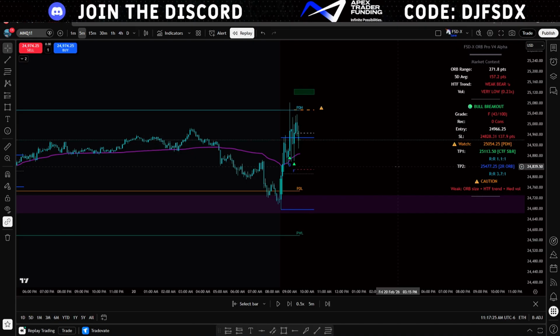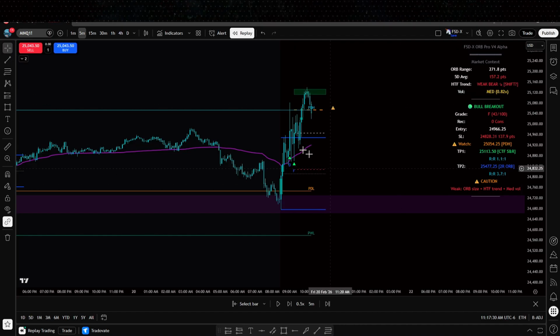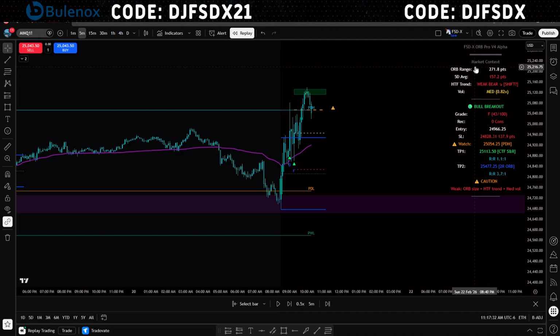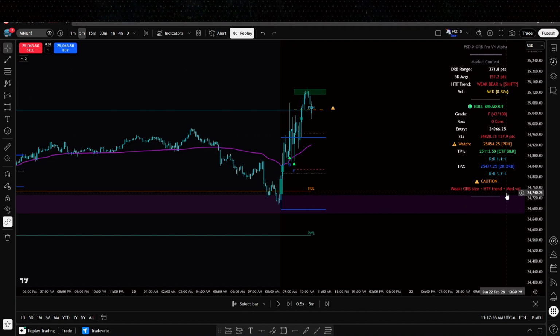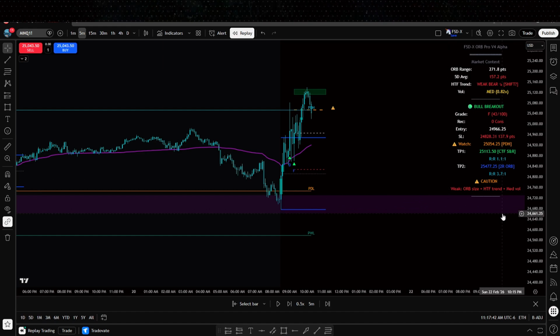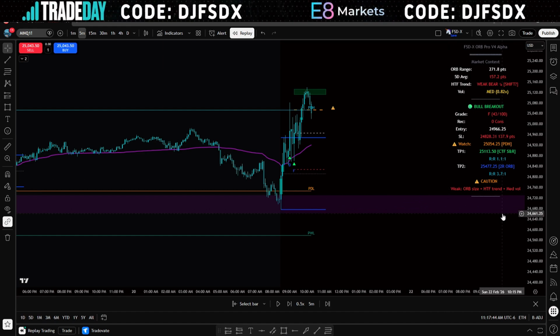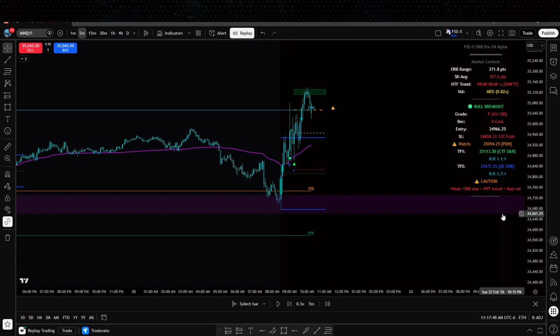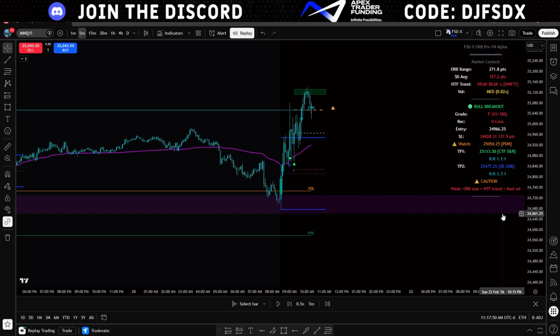So if we play it out, obviously it was kind of choppy, but it did go to TP1. And then see the F grade, you can see the ORB size is way off, the trend, and it had medium volume. It still worked, but it did have these things working against it. So now it doesn't say don't take the trade or skip. It just says caution and the reasons why.